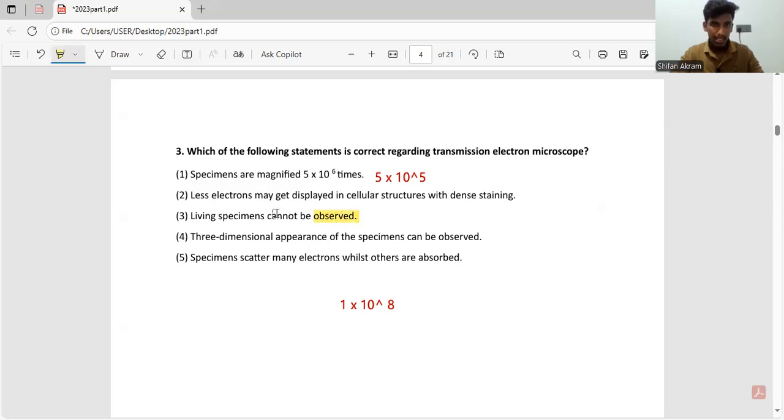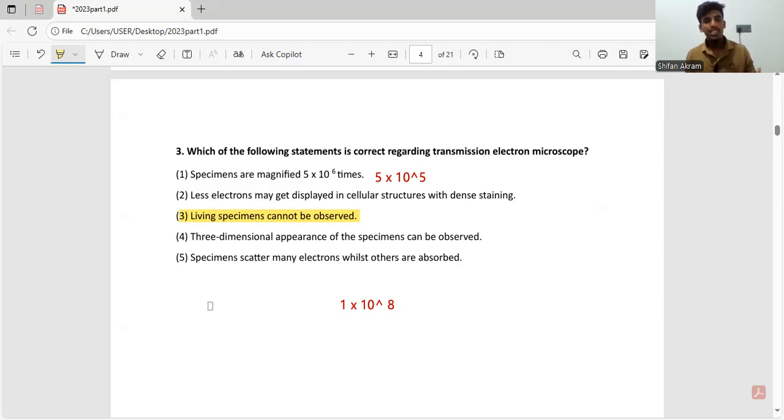So I'll highlight it. Live specimens can be observed. The fourth answer is three-dimensional appearance of the specimen can be observed. So in transmission electron microscope, only two-dimensional images can be seen. But on scanning electron microscope, which is another type of electron microscope, 3D images can be viewed. So this statement is wrong for transmission electron microscope.